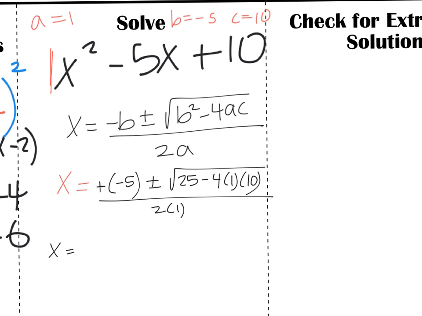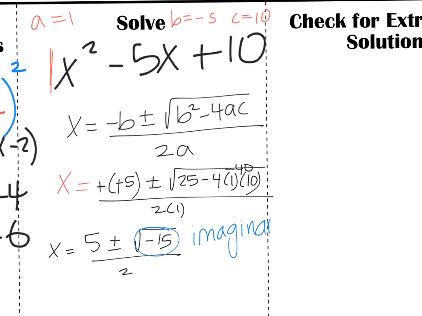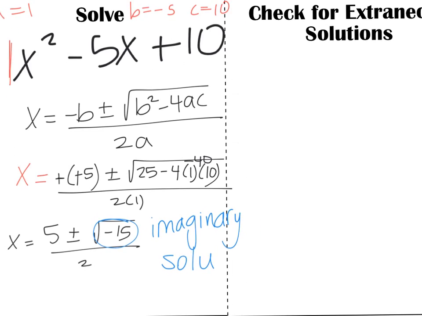So negative times negative, that's a positive. Now negative 4 times 1 times 10, that's a negative 40. So 25 minus 40, that's a negative 15 over 2. Whoops, I have a negative under the radical, so that is an imaginary number. So I can conclude that I do not have a real solution.